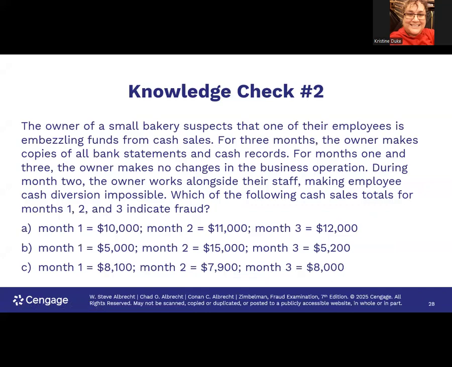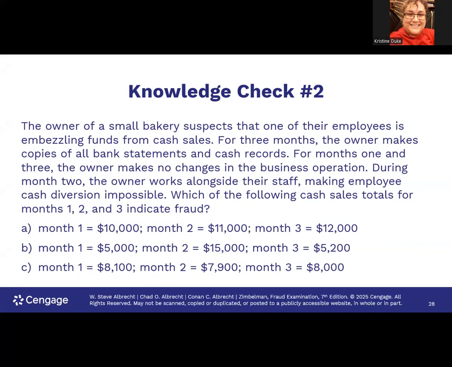Owner of a small bakery suspects that one of their employees is embezzling funds from cash sales. For 3 months, the owner makes copies of all the bank statements and cash records. For months 1 and 3, the owner makes no changes in the business operation, and during month 2, the owner works alongside their staff, making employee cash diversion impossible. Which of the following cash sale totals for months 1, 2, and 3 would indicate the fraud? Month 1, 10, month 2 is 11, month 3 is 12. Month 1, 5,15, and then 5,200.